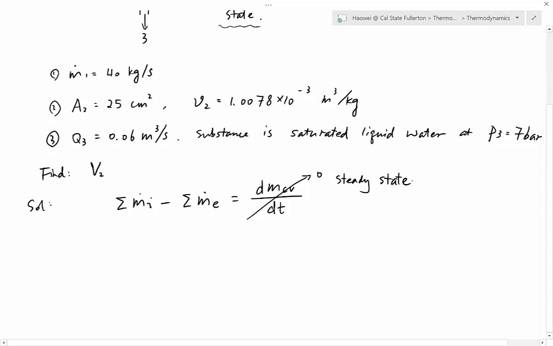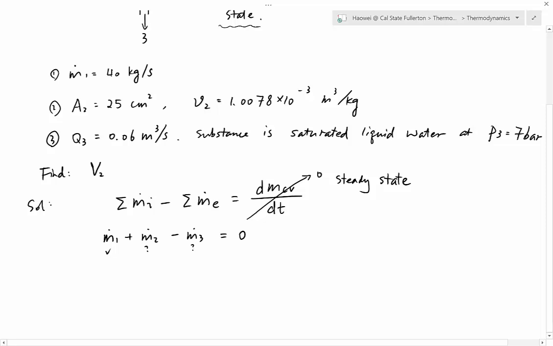Okay, next one, sigma m dot I. That's the combination of all mass flow rates at all inlets. So we have two inlets. They are m dot 1 plus m dot 2, minus sigma m dot E. Sigma m dot E is the summation of the mass flow rates of all outlets, and we only have one, which is m dot 3. Right hand side, 0. Okay, m dot 1 is directly given. We don't need to do anything about it. m dot 2, not yet. m dot 3, not yet.